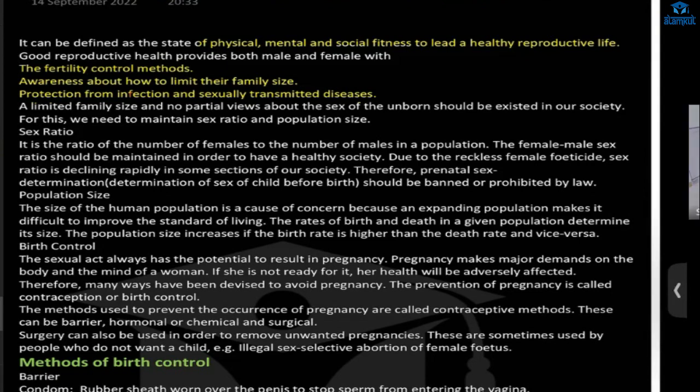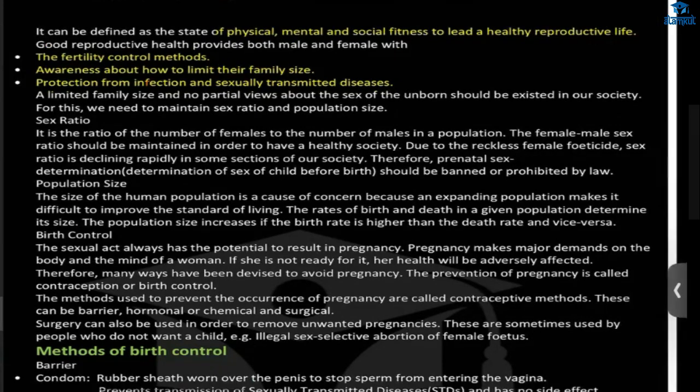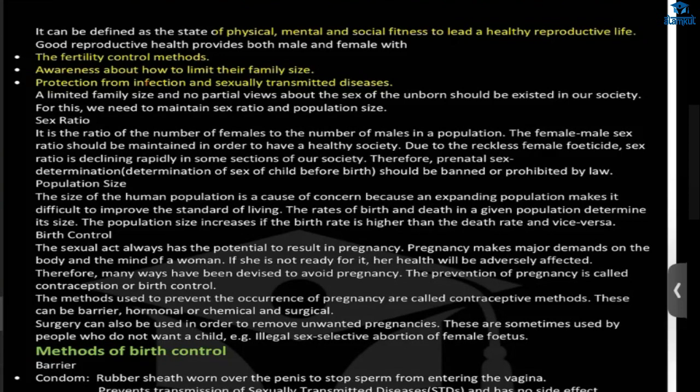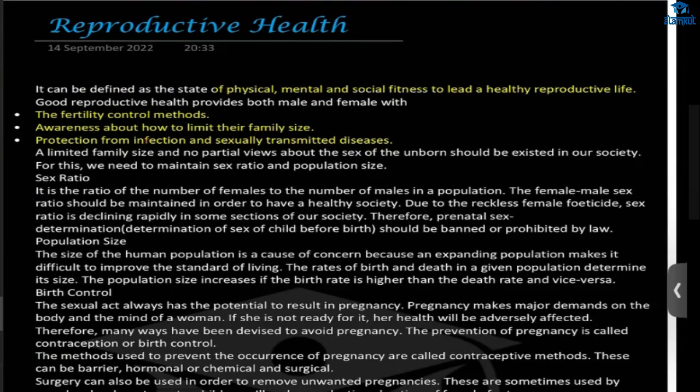Awareness of the family size: if the family size is big, then the parents have to provide more, and there are fewer resources per member. So there should be awareness. And during mating, infections, including sexually transmitted diseases, can also occur. It is very fatal. So there should be some kind of protection. All these things we'll talk about in reproductive health.